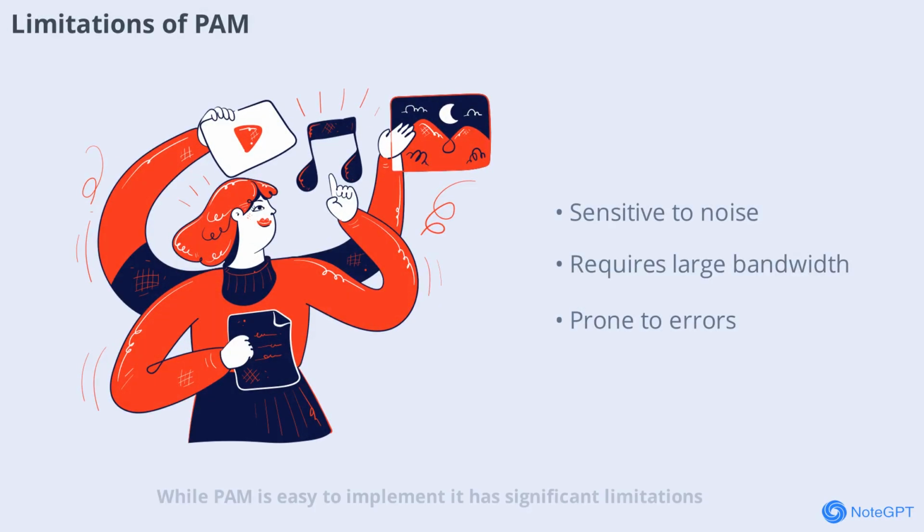While PAM is easy to implement, it has significant limitations. The main drawback is its sensitivity to noise, which can distort the amplitude of the pulses and lead to errors in the reconstructed signal. Additionally, PAM signals require a relatively large bandwidth compared to other modulation methods. These limitations have led to the development of alternative techniques that offer better performance in noisy environments.